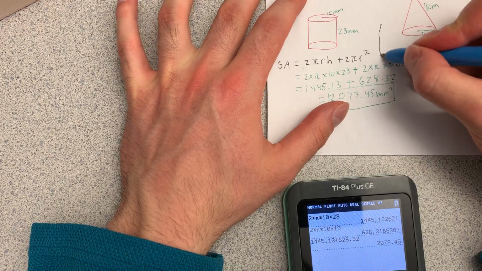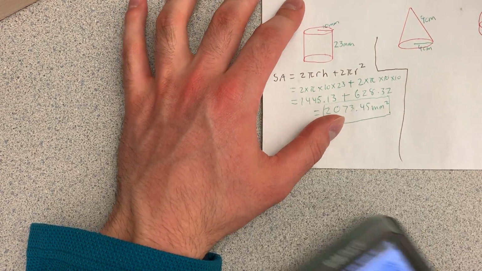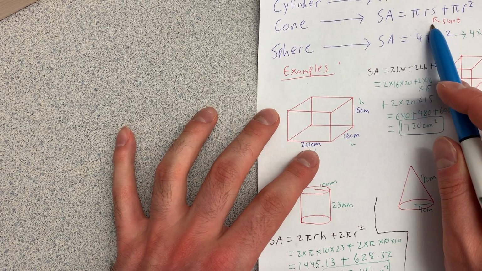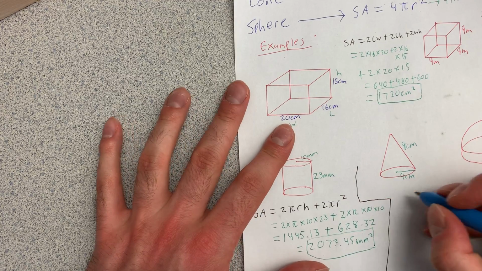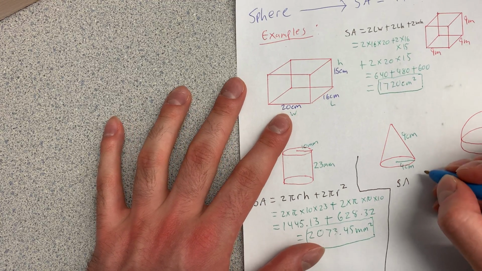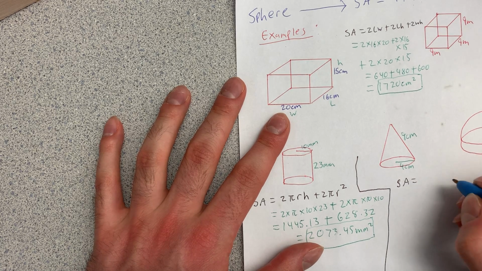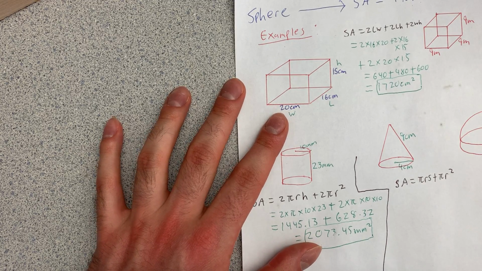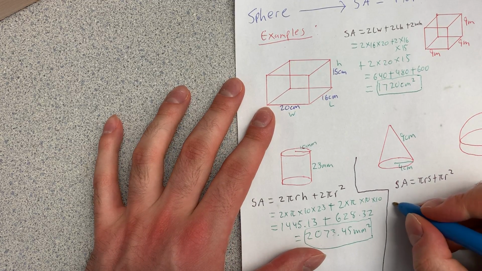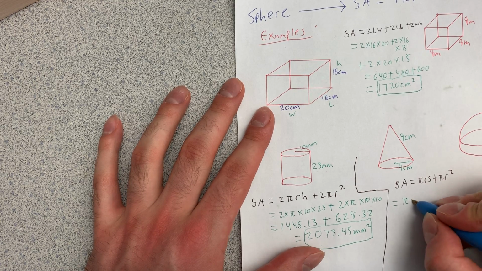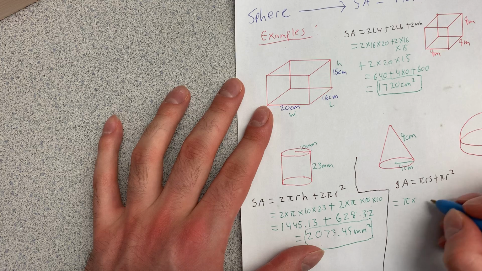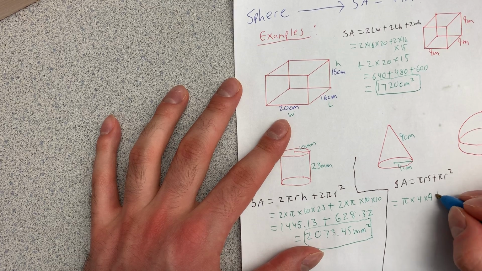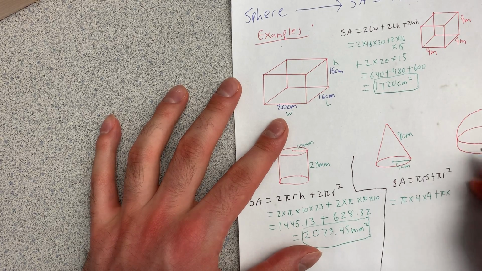Let me make a little divider here because I know everything's going to get squished. My cone formula is up here. So pi rs plus pi r squared. So I'm going to write that down. You guys see that? Yes, you can. Pi rs plus pi r squared. Let's plug in our numbers. So pi is just pi times r, our radius, which is 4, times our slant, which is 9 in this case, plus pi times our radius, which is 4.